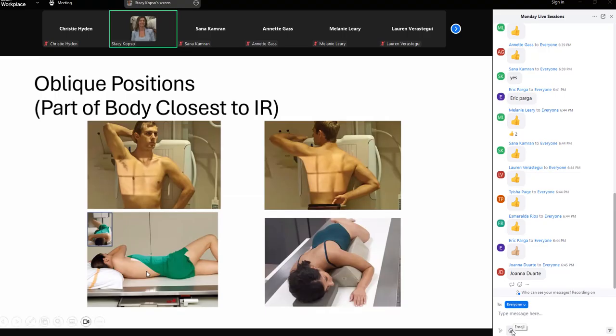Okay, same thing with on the table, her back is touching, so we already know she's a posterior oblique position, and her left shoulder's against it, so she's in an LPO. This female patient, her stomach is closest to the image receptor, so she's an anterior oblique, and her right shoulder is touching the table, so that's a right anterior oblique as well.